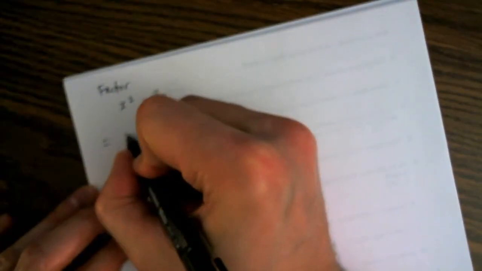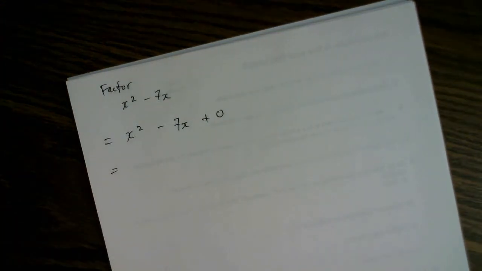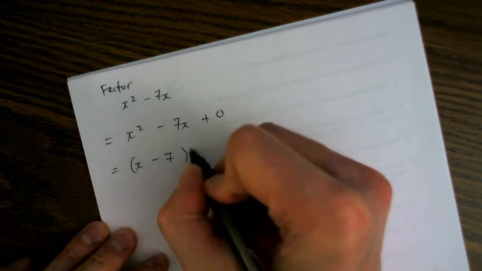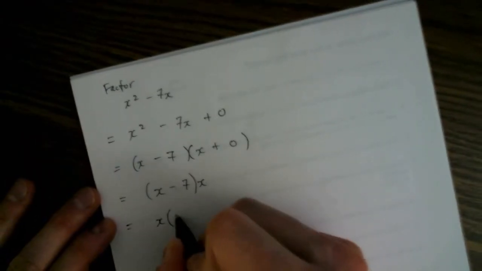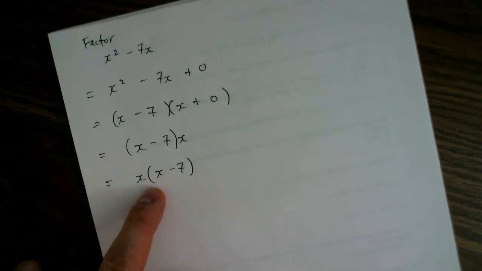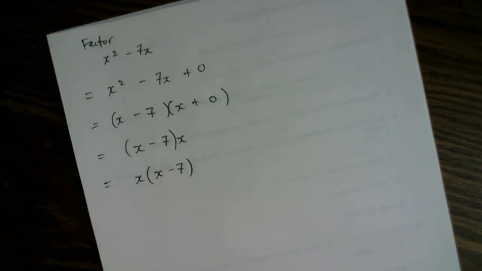Same idea here. We're going to rewrite this so that it has 3 terms. 2 numbers that multiply to 0 and add to negative 7. So I can tell it's going to be negative 7 and 0. And if I expand that, in my head I'll get x squared minus 7x, which is our original expression.